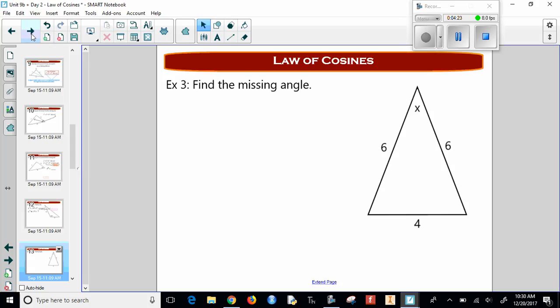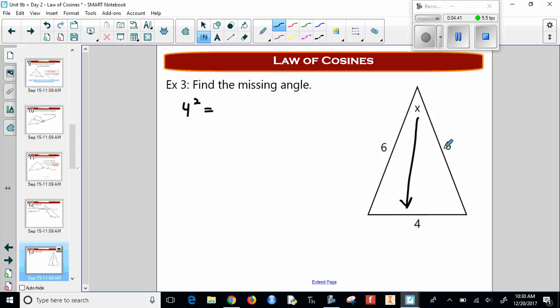All right, now we're going to move to finding an angle. So if I want to find an angle, I can use that same equation. Now our little c is just this side over here. So now I'm going to say 4 squared. Now these could go in any order. We can go 6 squared plus 6 squared minus 2 times 6 times 6 times the cosine of our angle in between, which is x.